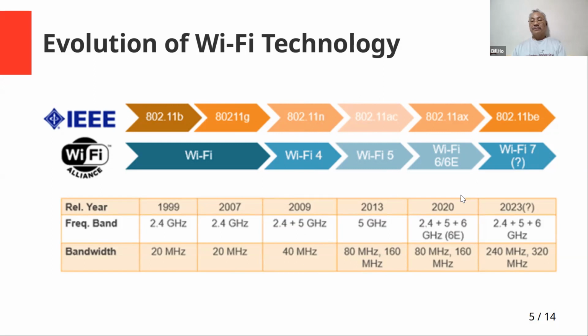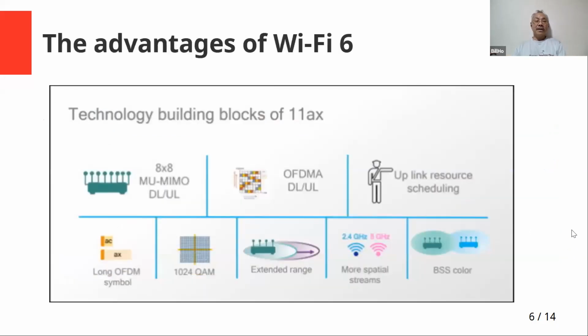Okay, at about 2020, Wi-Fi 6 and 6E, same like the Wi-Fi 5, but now additionally they got the 6 gigahertz frequency band. Wi-Fi 7, 802.11be, is scheduled to be somewhere in 2023. Same, it is backward compatible. So they have 2.4 gig, 5 gig, and 6 gig. But their bandwidth now is increased. Instead of 80 and 160, this one is 240 and 320 megahertz bandwidth.